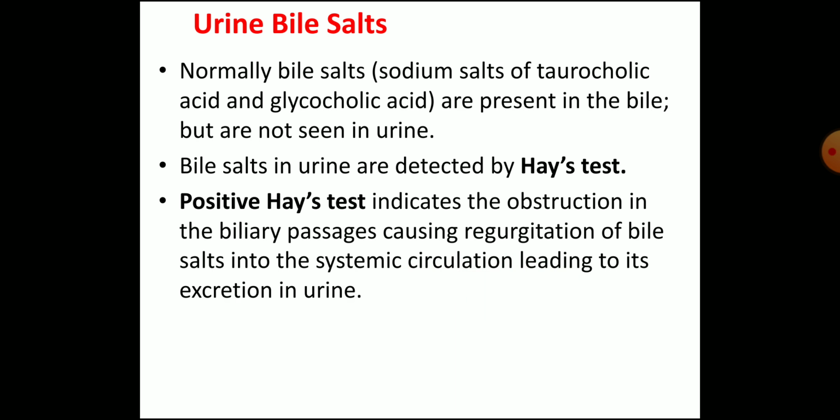So when there is a positive Hay's test, that means there is a regurgitation of the bile salts through the bile into the systemic circulation, leading to the excretion in the urine. So the Hay's test is done with the sulfur powder. If the sulfur powder sinks, that is due to the presence of bile salts, which is usually in obstructive jaundice.